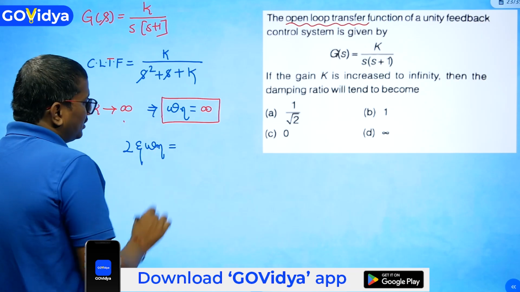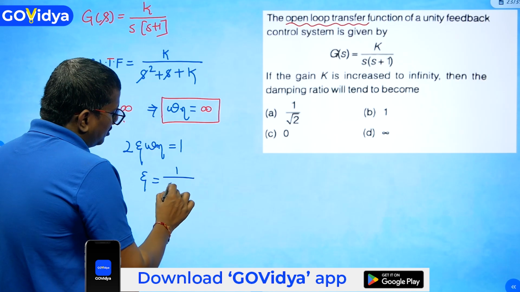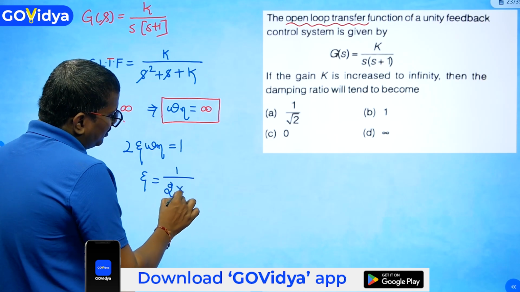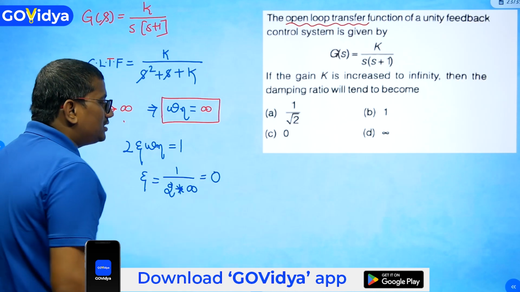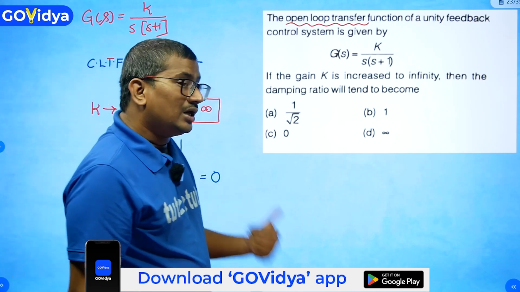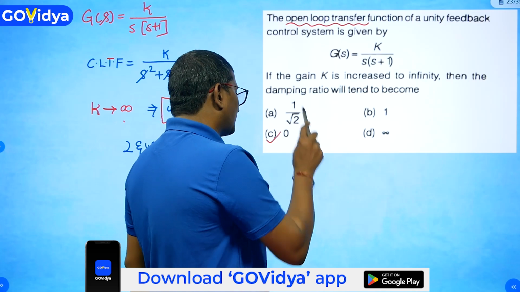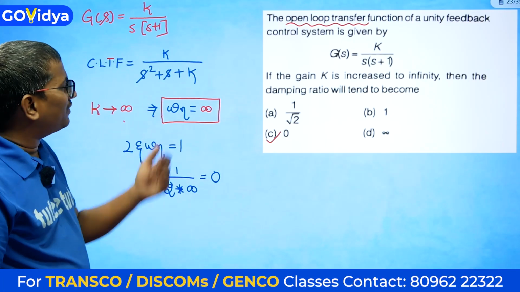When omega n is infinity, then 2 zeta omega n s equals 1s, so zeta will be 1 upon 2 omega n. What is omega n? Infinity. Something divided by infinity will be 0. So therefore the damping ratio will be 0.